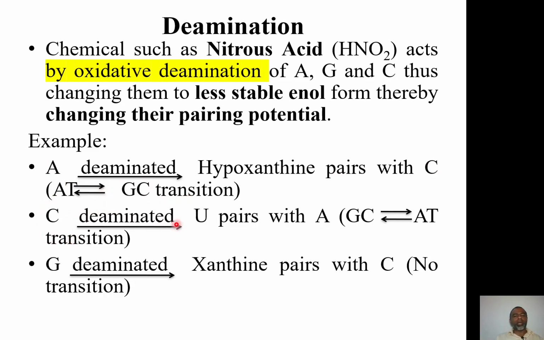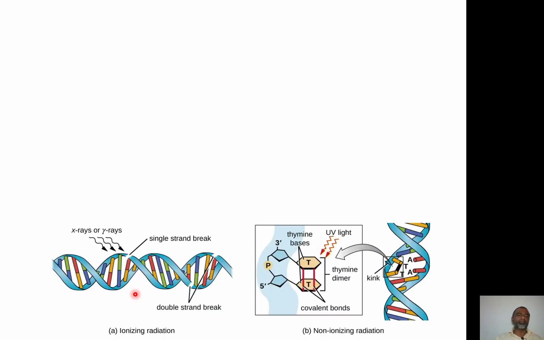If the cytosine is deaminated to uracil, it will pair with adenine. So, normally cytosine has to pair with guanine, but no, it will pair with adenine. So, it will again affect the GC-AT transition. And if guanine is deaminated to xanthine, it will pair with cytosine, because normal guanine also pairs with cytosine, and the xanthine, the product after deamination of guanine, is also pairing with cytosine. So, it means there is no transition; it will behave normally.